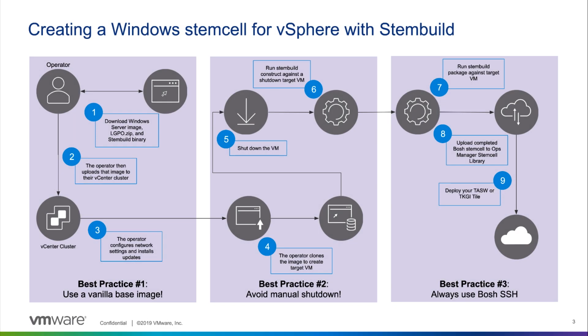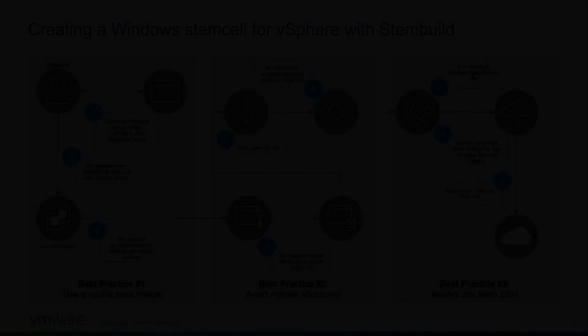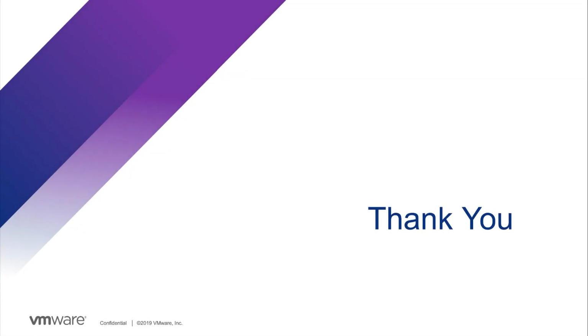And with that, we've made it through all of our best practices. In summary, use a vanilla base image, avoid manual shutdown, and access Windows VMs post-deployment via bosh SSH. Hopefully this video has answered some of your questions or has helped you understand how to use Stembuild to optimize your experience with the tool.